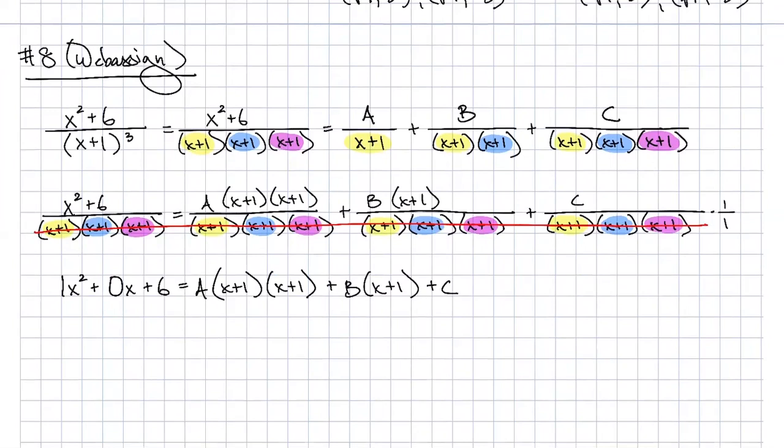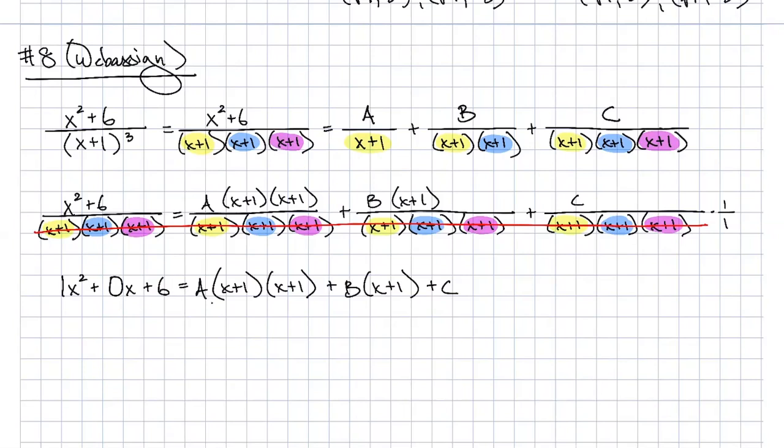So even if it wasn't cubed and it was just squared on the bottom, we would still put the 0x on the left? Mm-hmm. Okay. Yeah, so I'm putting the 0x there so that if I want to solve with a system of equations, I'll know any of the terms on the right that have an x are going to have to equal 0 together.